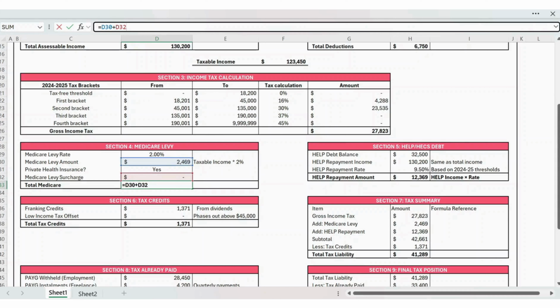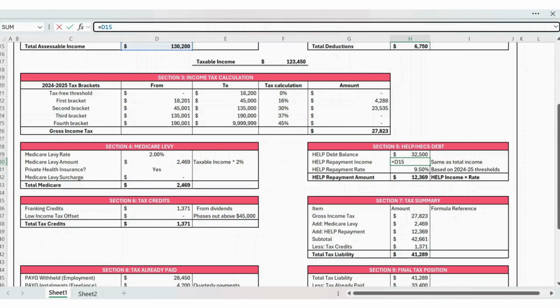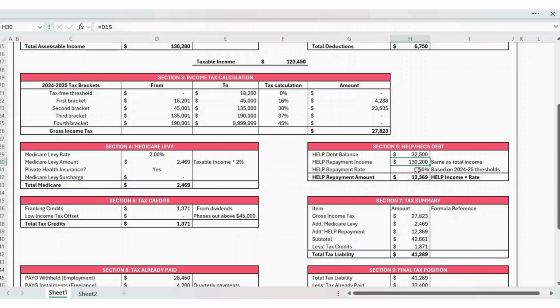Part 6, Section 5, Help/HECS debt repayment. Alex has a HECS help debt of $32,500. Repayments are based on your HELP repayment income, which here is his total assessable income, $130,200. The key is the VLOOKUP in cell H31. It looks at Alex's repayment income, $130,200, and finds which threshold it falls into on Sheet 2.